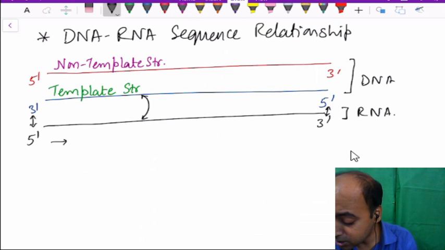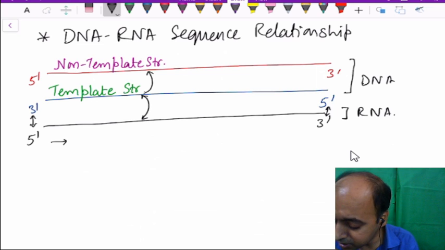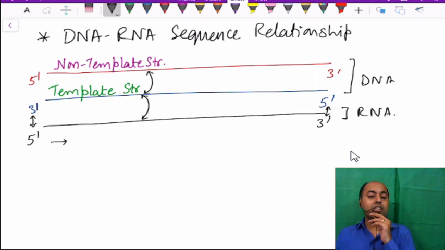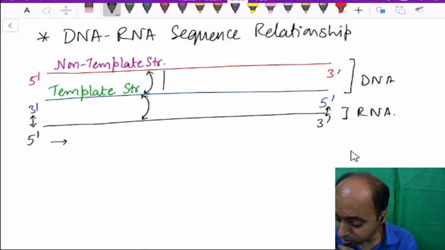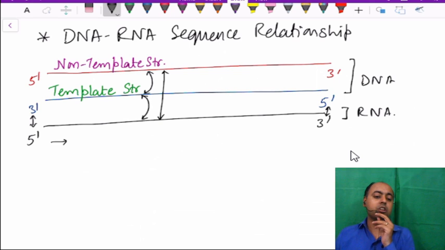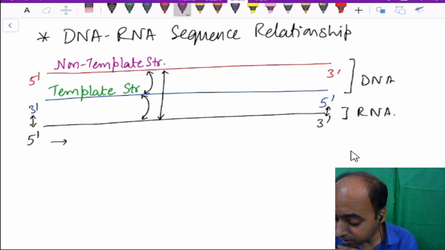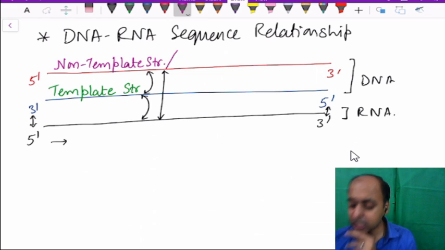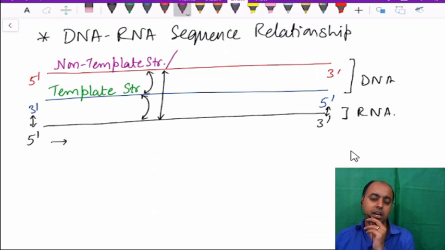A similar relationship exists between the template strand and the non-template strand. The two strands are also antiparallel and complementary to each other. When you compare the non-template strand with the RNA transcript, you find the sequences are quite similar. The only difference is that in place of thymine you will find uracil on the RNA.